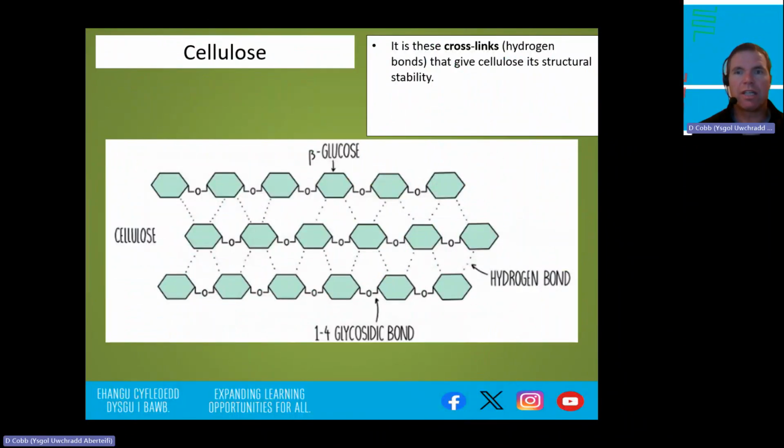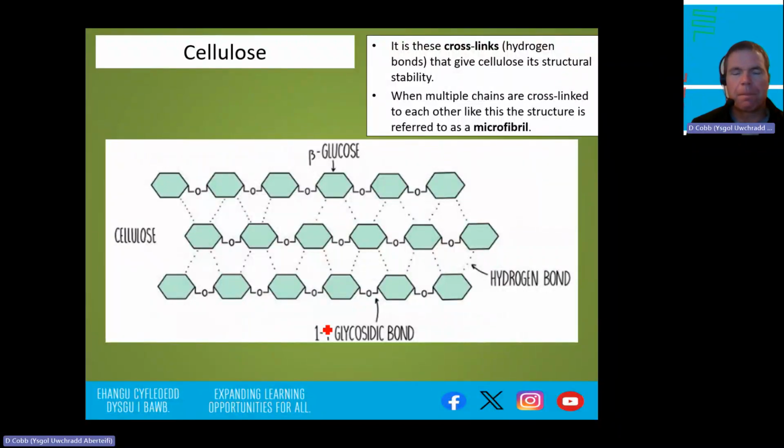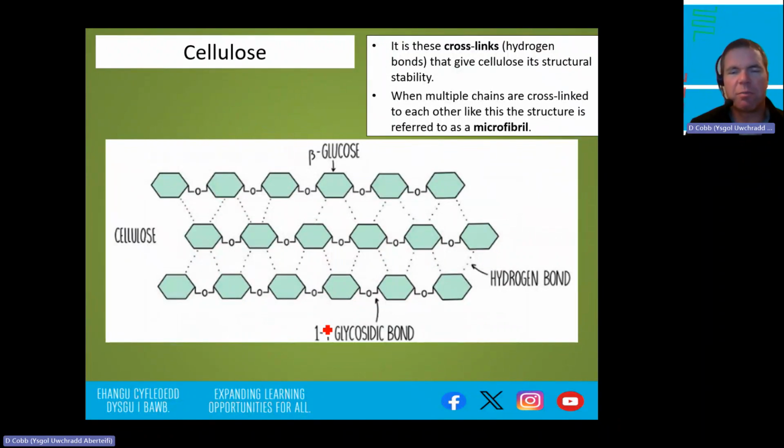So there we are. Those are the crosslinks that we see there. Those are what give cellulose its structural stability. Now, when you get lots of chains cross-linked to each other, it's referred to as a microfibril. And a microfibril is a term that appears on so many mark schemes. My advice would always be, even when you think microfibril doesn't answer the question, include it in your answer, because it's very common to see microfibril on a mark scheme.